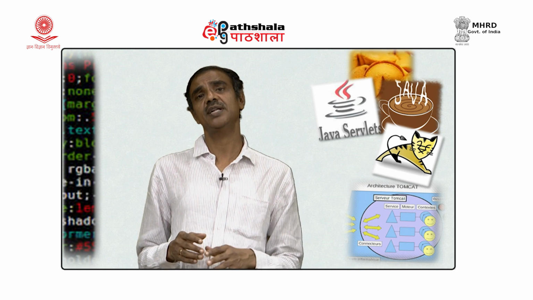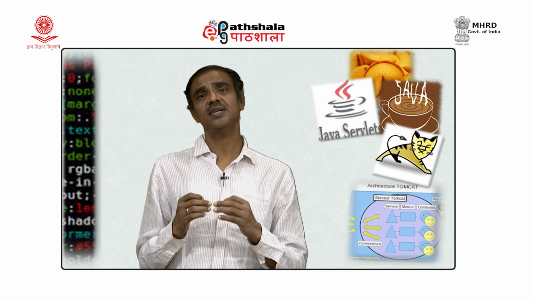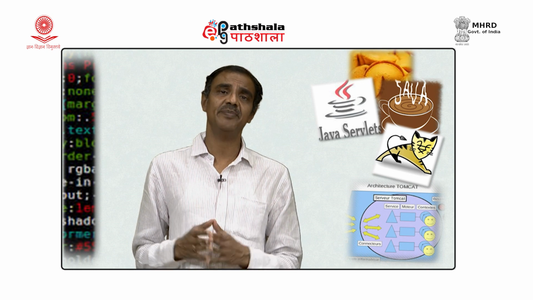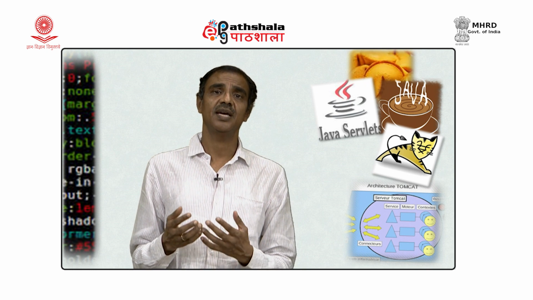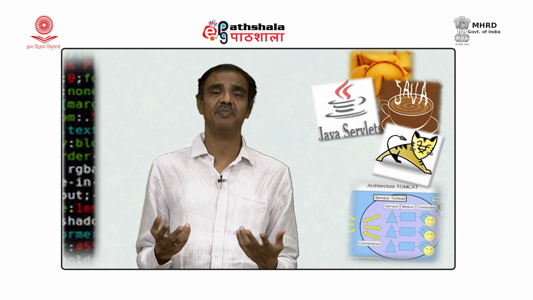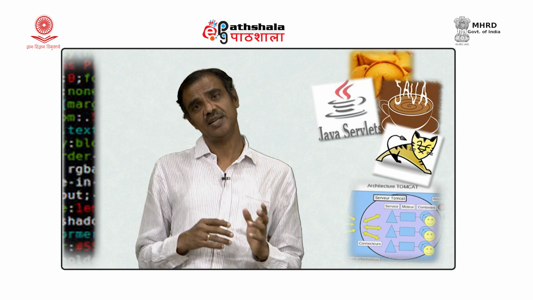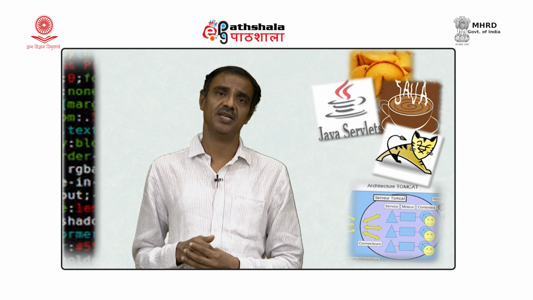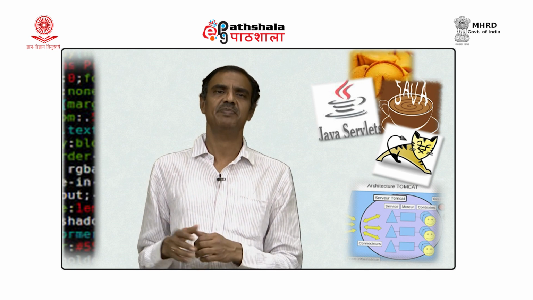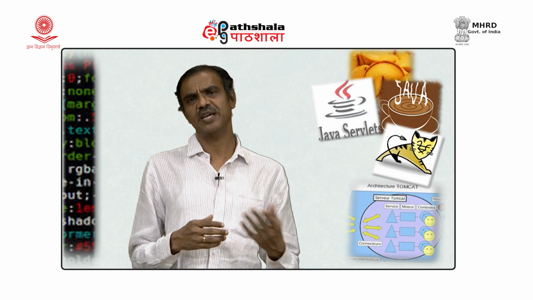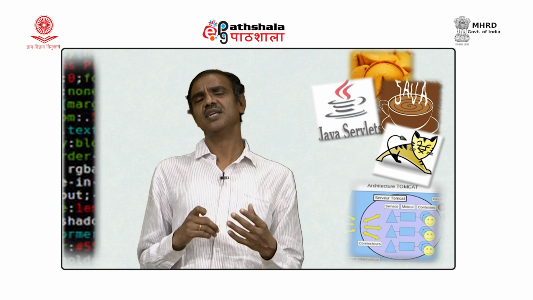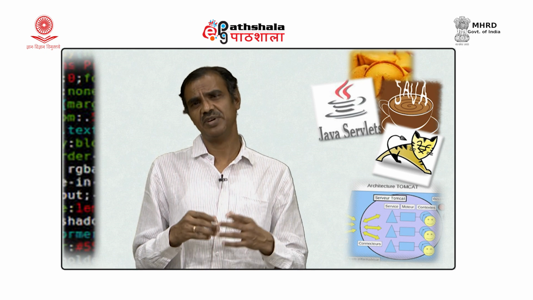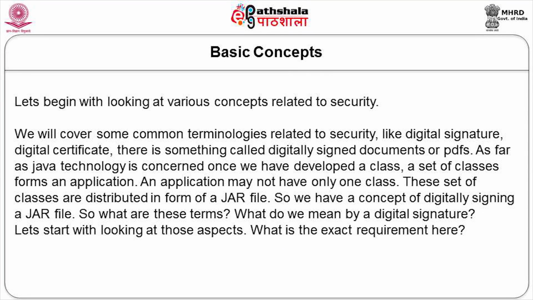This module concentrates on the basic security related elements which are available in the Java API itself. And the next module will be covering more about web related security, security for the web. So, let us begin with looking at the various kinds of security components and the various concepts related to security. Let us start by looking at some security concepts here.